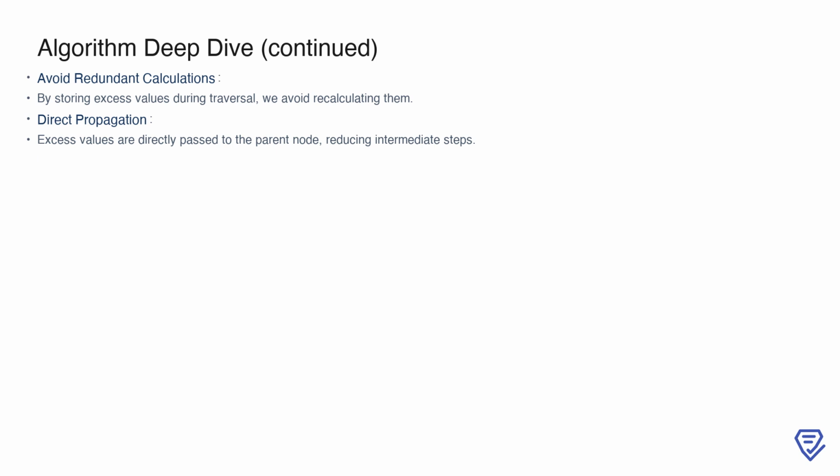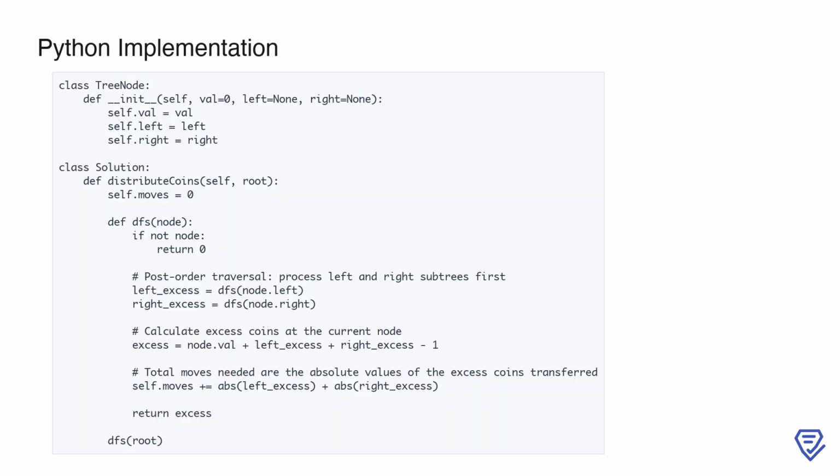with minimal computational effort. Here, we start by defining the TreeNode class, which represents the structure of a binary tree node. Each node has a value, as well as optional left and right child nodes, which default to None. Next, in the Solution class, we define the main function distributeCoins. This function is designed to calculate the minimum number of moves required to distribute coins across the binary tree so that every node has exactly 1 coin.